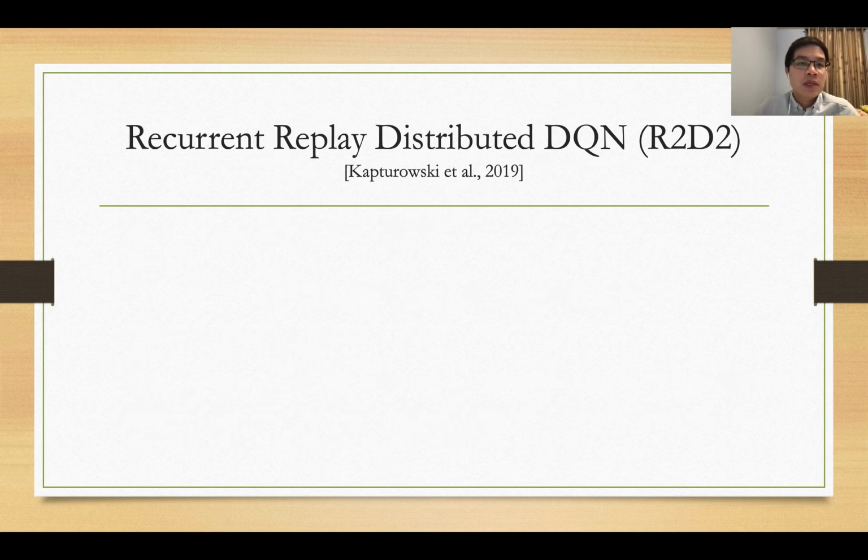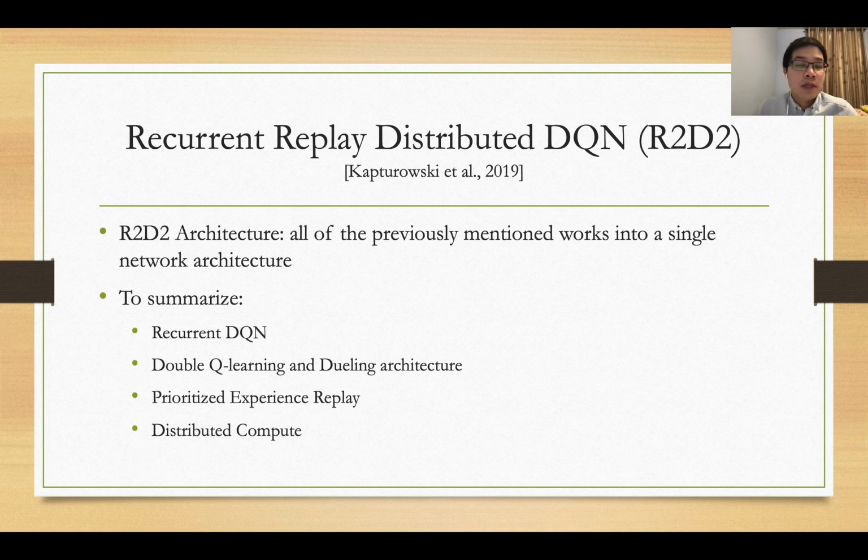Finally, we have reached our destination and have covered everything relevant that has occurred prior to the R2D2 paper by DeepMind. So first, the R2D2 architecture, which is nothing more than combining all of the previous works into a single network architecture. To summarize, we had a recurrent DQN that utilized double Q learning and the dueling architecture. The network sampled from the experience replay, prioritizing certain experiences over others, and they also leveraged distributed computing.